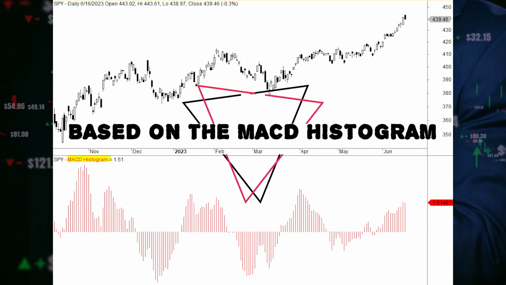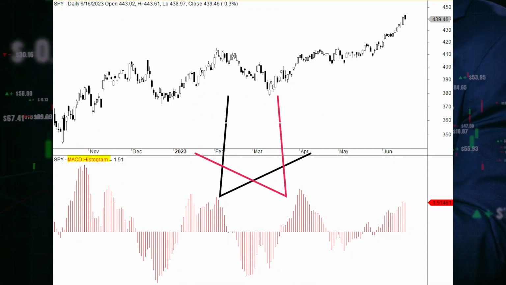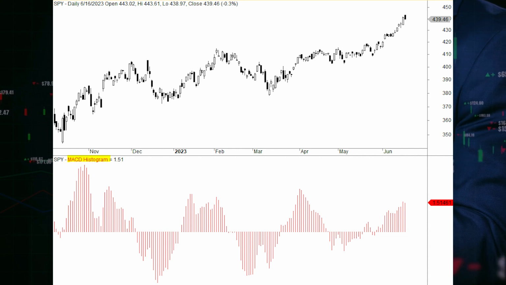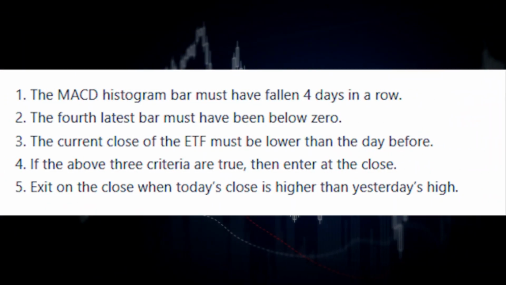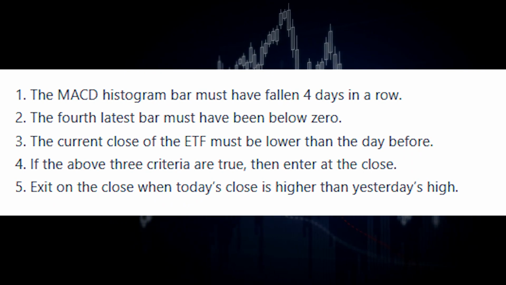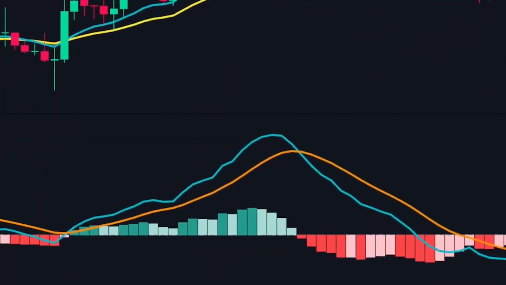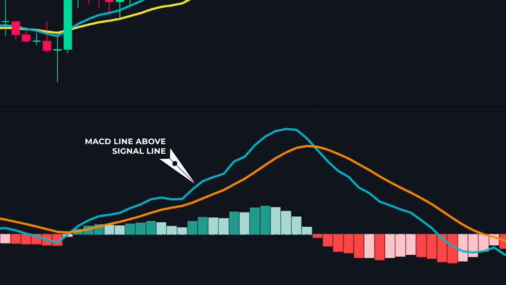The first trading strategy is based on the MACD histogram. The MACD histogram is the fast line subtracted from the slower signal line. This is a mean reversion strategy and the trading rules are on the screen. We do this by buying when the MACD histogram drops 4 days in a row from a level that was below 0 4 days ago.